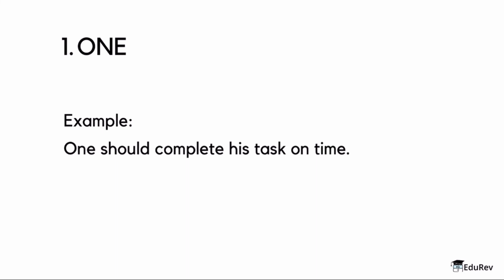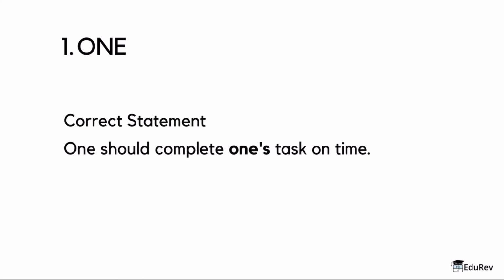I believe all of you have already got the answer with this one, so I will just start solving it once again for all of you. So one should complete his task on time, and the problem here once again is that one has not been maintained in the entire sentence. So once again, instead of his, one's should be used. So the correct statement would be one should complete one's task on time. Let's look at the correct statement.